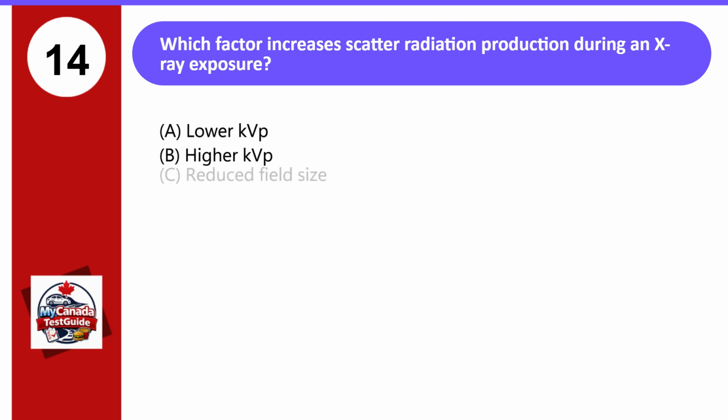Which factor increases scatter radiation production during an X-ray exposure? A. Lower kVp. B. Higher kVp. C. Reduced field size. D.